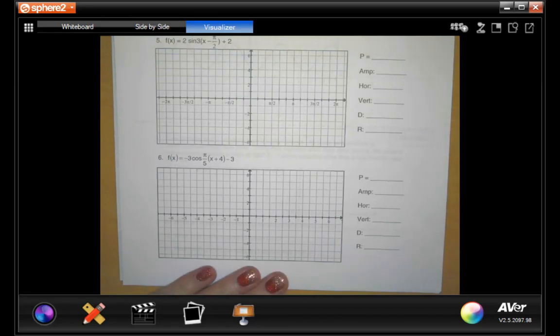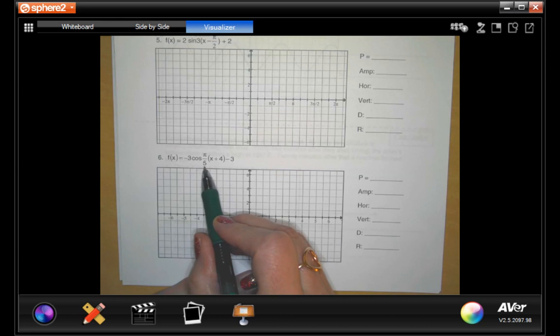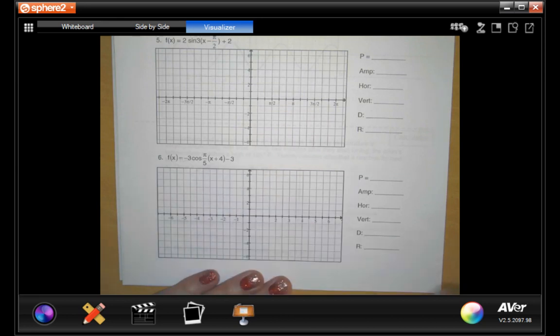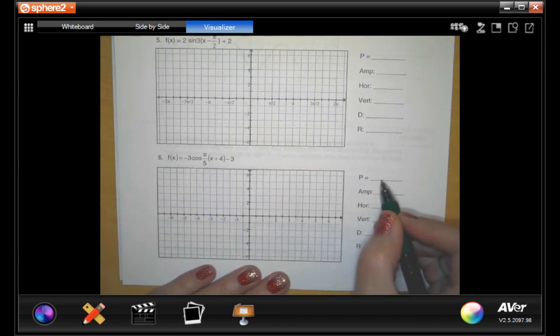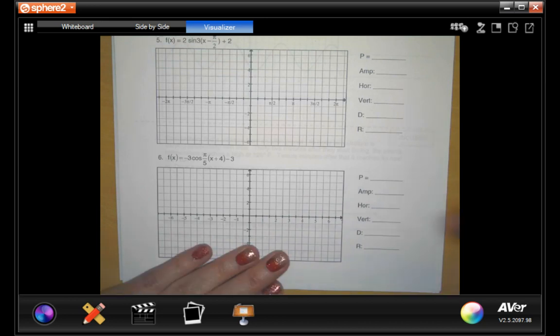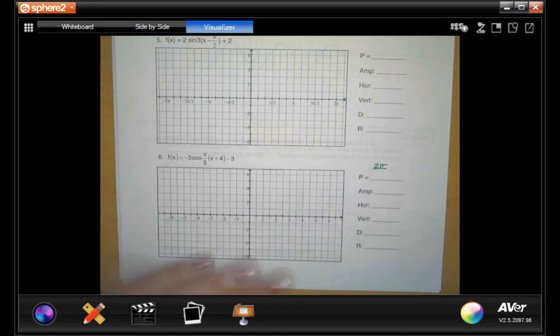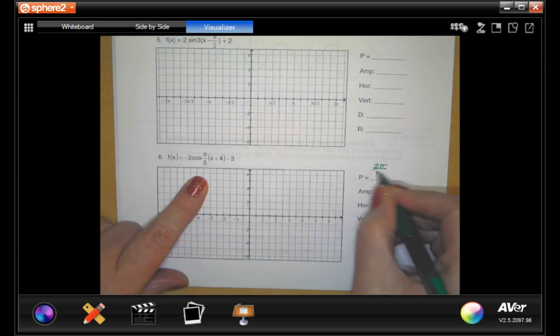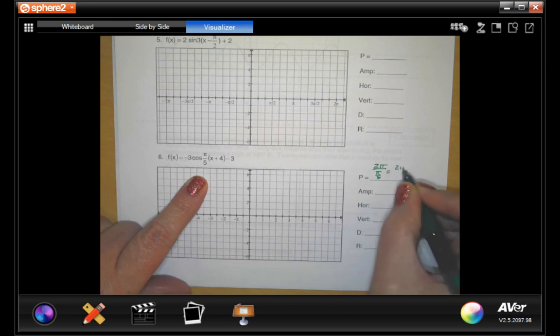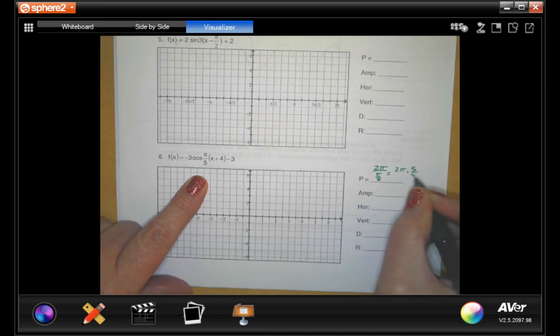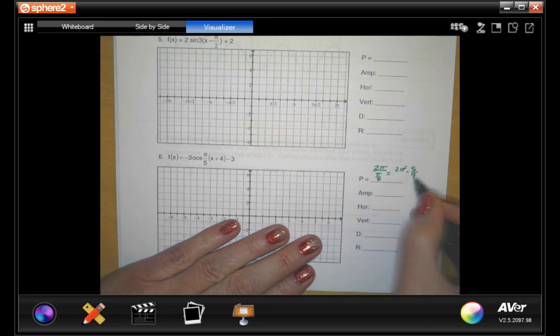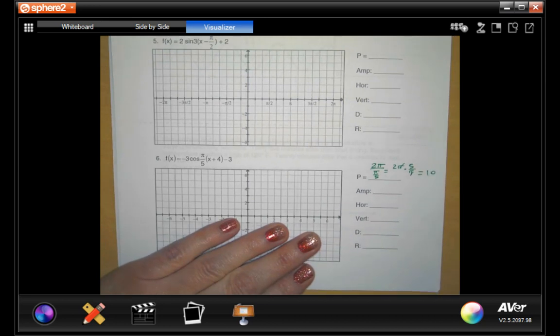So if I'm looking at number 6, -3 cosine pi over 5 times x plus 4 minus 3. Guys, shh. So the period, how do we find the period? It's 2 pi over b. And out of this equation, what's b? Pi over 5. So that's 2 pi times 5 over pi. The pi's would cancel out, which gives us 10. So my period is 10.